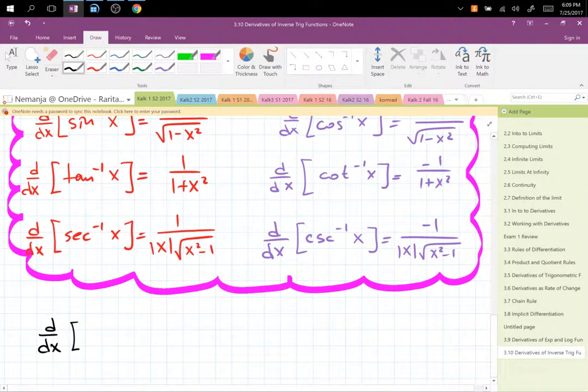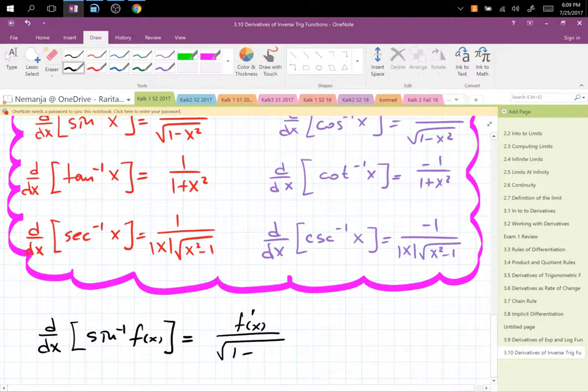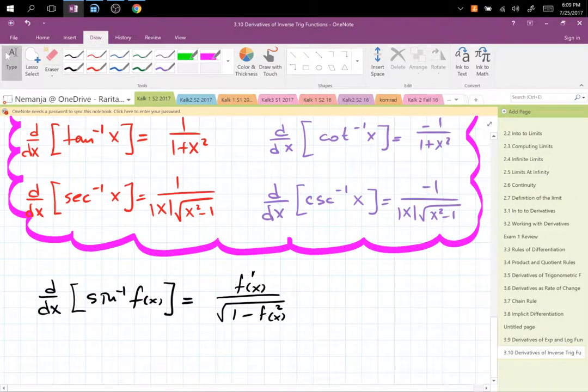The derivative of sine inverse of f of x. So this is what you are going to use 99% of the time. When it's not x, it's just some function there. And that is going to be f prime of x divided by the square root of 1 minus f of x squared. That's what it is. So every x is replaced with f of x, and then you are multiplying by f prime as a chain rule. So this is the formula which you are using 99% of the time.